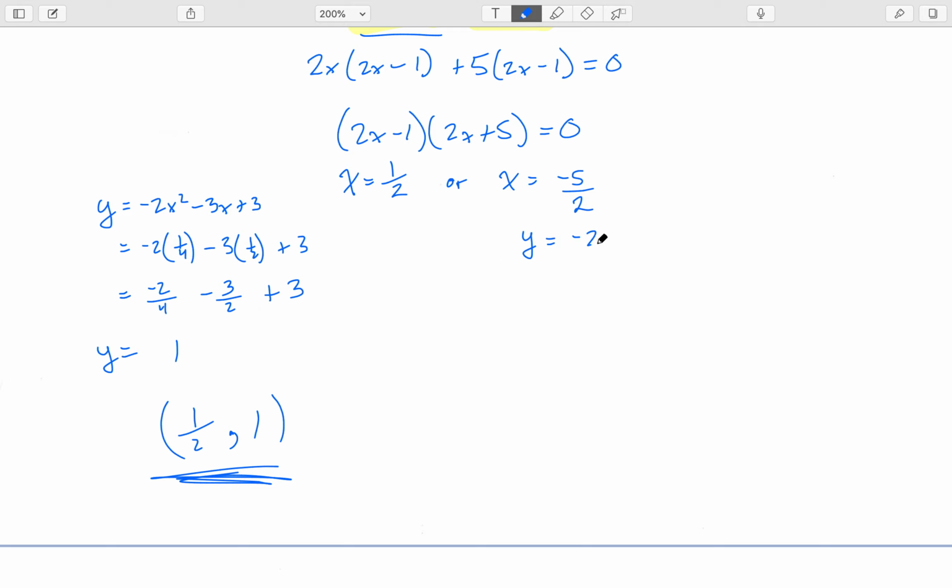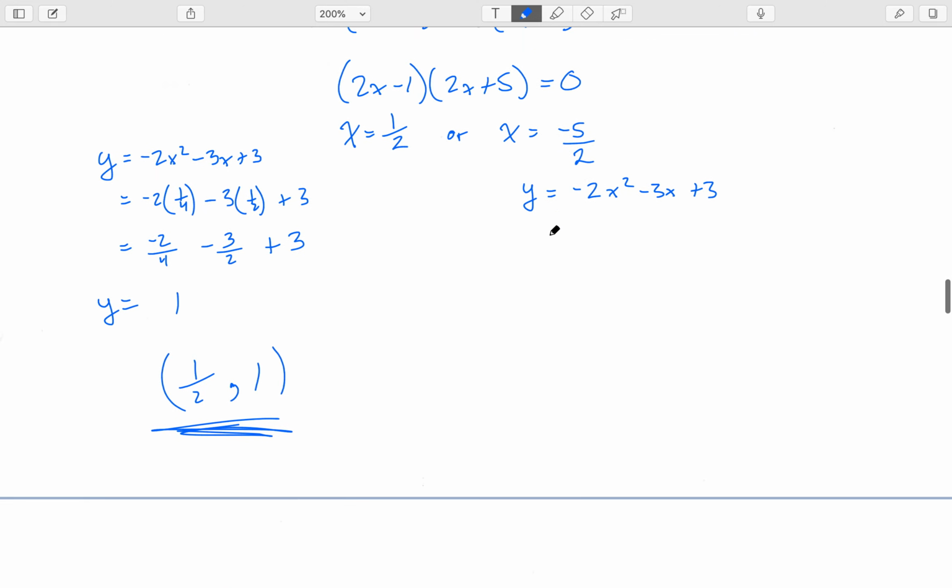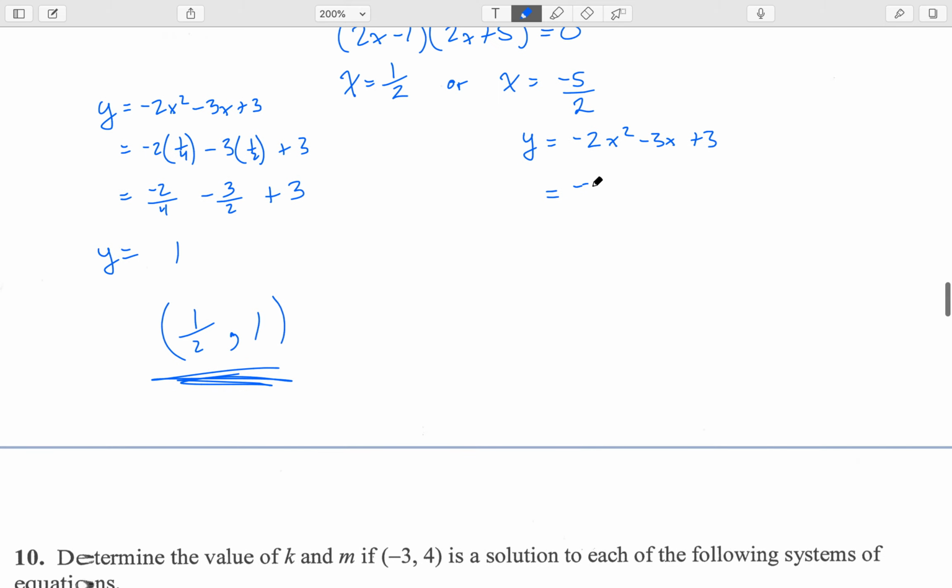y is equal to negative 2x squared minus 3x plus 3. Do I have to plug it into the other equation? No, I can still use the same one because I'm just trying to figure out y. I'm just plugging in a different x value now. Okay, so negative 2 times 5 over 2 squared, so it's going to be 25 over 4. Squared is always positive, right? Minus 3 times minus 5 over 2 plus 3. So what do I get? I get negative 50 over 4. You know what? Make them halves. Make this 25 over 2, because I can see this is going to be halves.